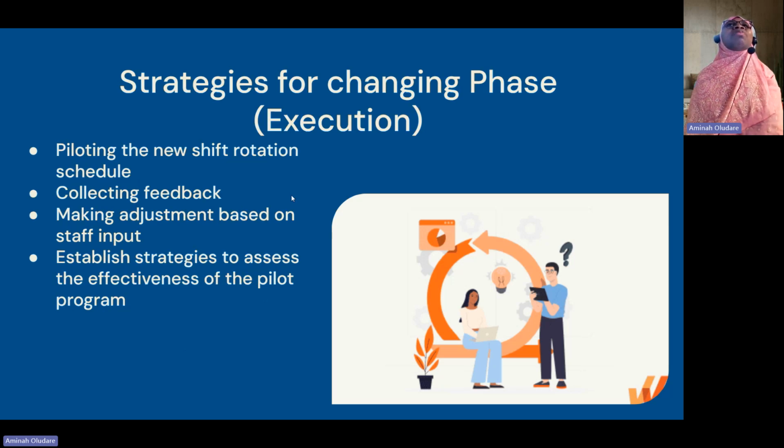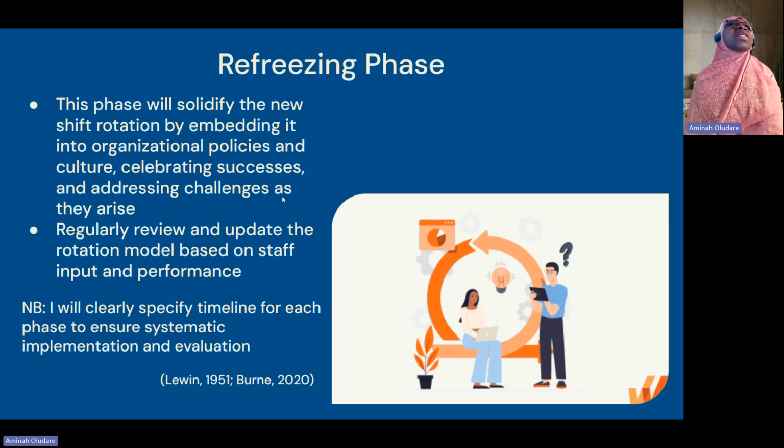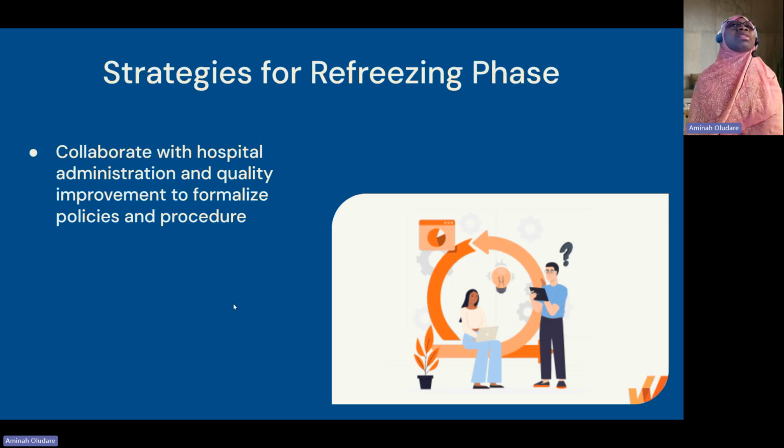The last phase is the refreezing phase. This phase solidifies the new shift rotation by embedding it into organizational policy and culture, celebrating success and addressing challenges regularly. Basically, we're going to review and update the rotation model based on staff input and performance. With these three phases, I'll clearly specify a timeline for each phase to ensure systematic implementation and evaluation. The strategy is to collaborate with hospital administration and the quality improvement department.